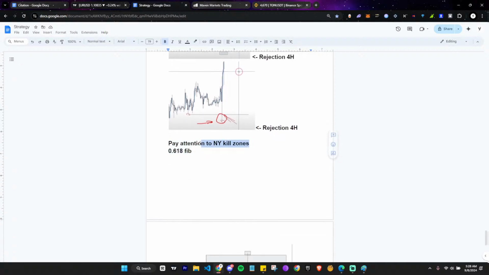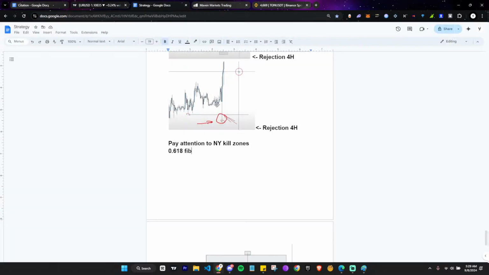Okay, pay attention to New York kill zones. I will get you guys exact timings. There's a lot of different timings. Obviously we know about 9:30 a.m., but we also have the 8 a.m. opening candle, the 8 a.m. to 9 a.m. candle, and 9:30 to 10:30, the silver bullet strategy, and many things, right? But you don't want to just take the silver bullet.